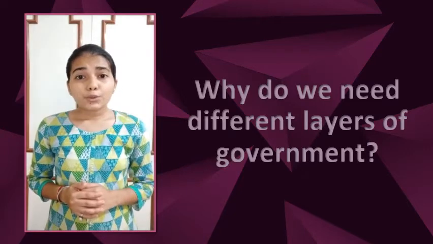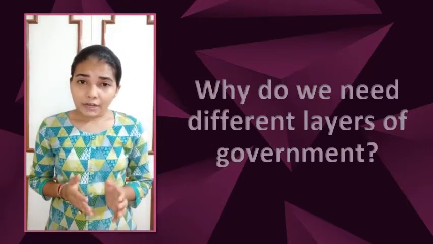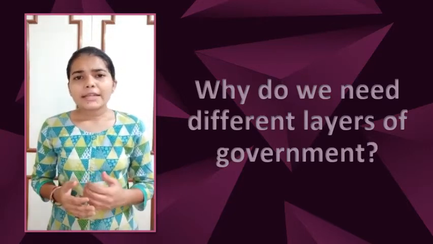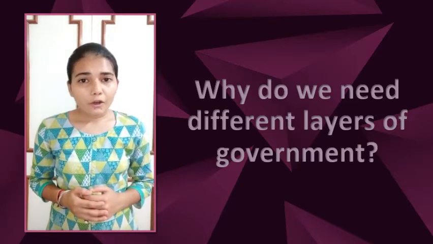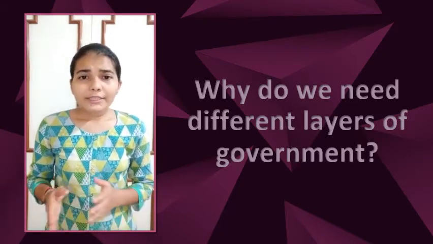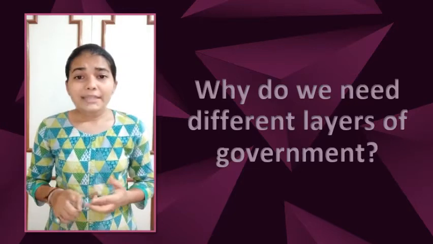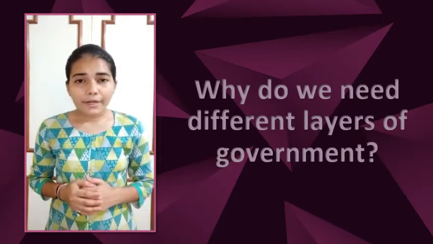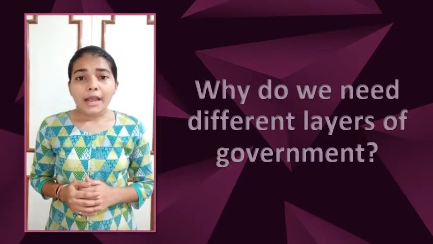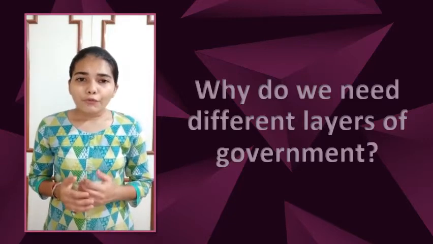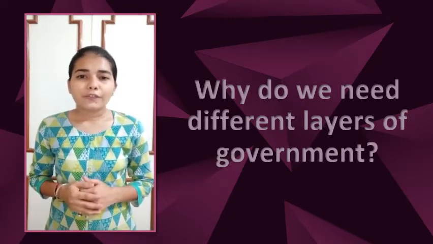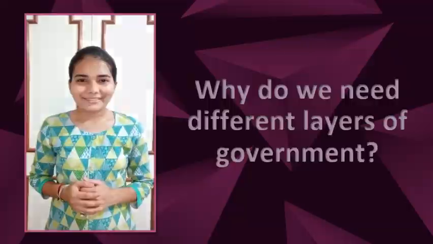There are two types of government, state government and central government. Under state government, there is a local government too. All these governments, that is the local government, state government and central government, coordinate with each other and work together to fulfill the needs and wants of the state and the country.